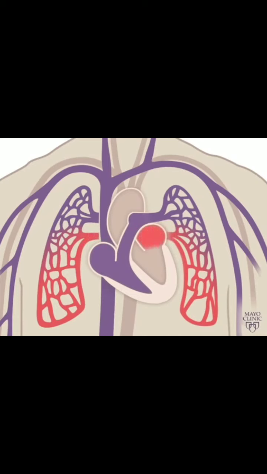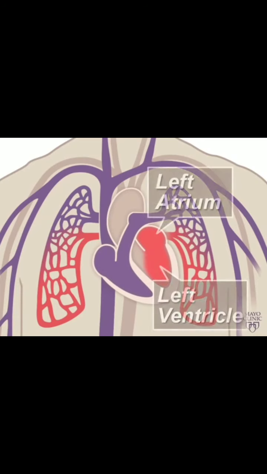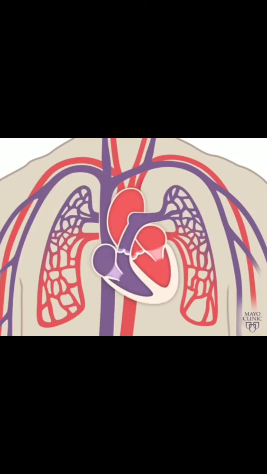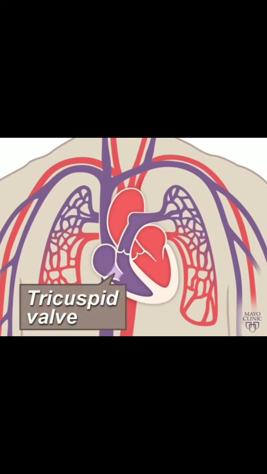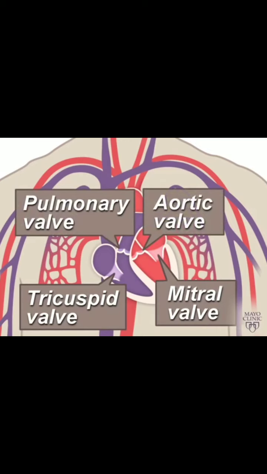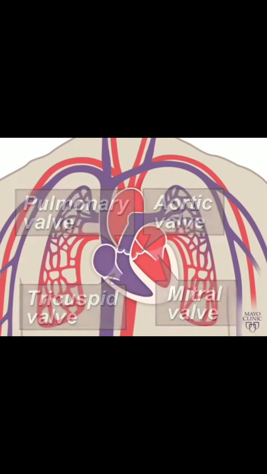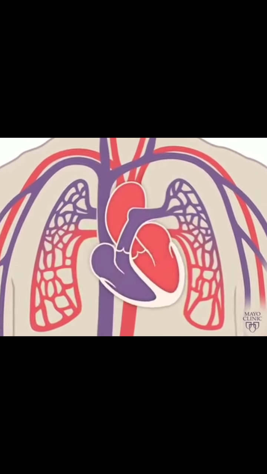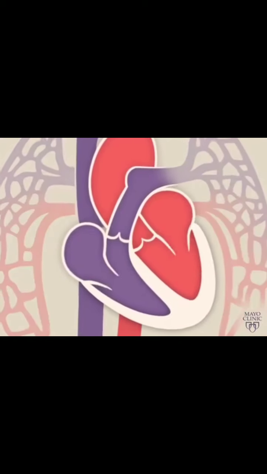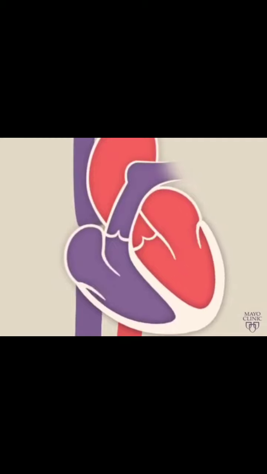Oxygen-rich blood, red blood, then enters the left side of the heart, composed of the left atrium and ventricle, and is pumped through the aorta to the body to supply tissues with oxygen. Four valves within your heart keep your blood moving the right way. The tricuspid, mitral, pulmonary, and aortic valves work like gates on a fence. They open only one way and only when pushed on. Each valve opens and closes once per heartbeat, or about once every second.